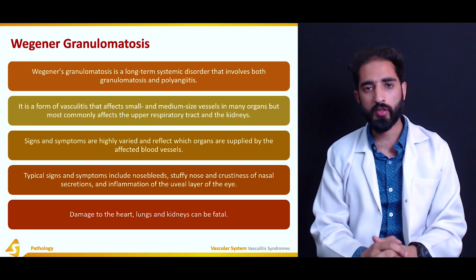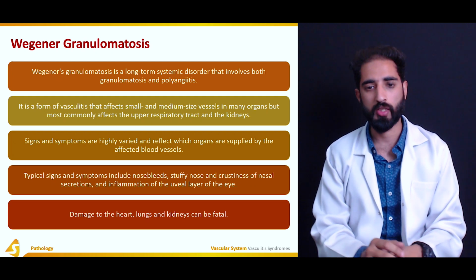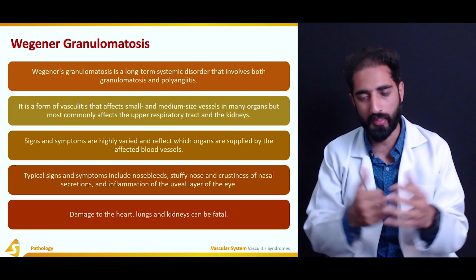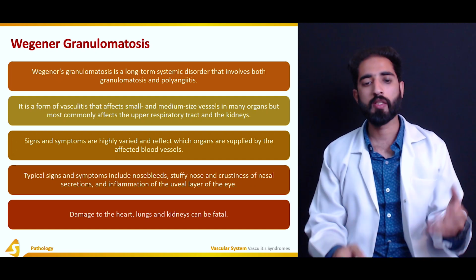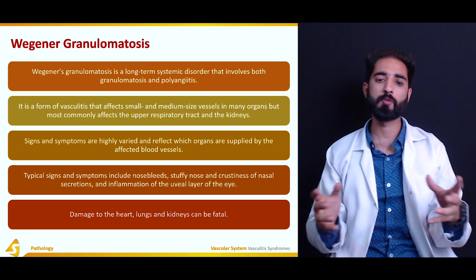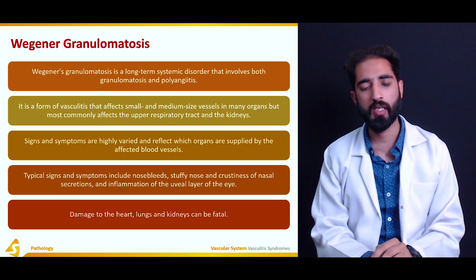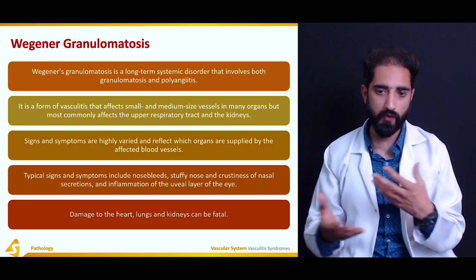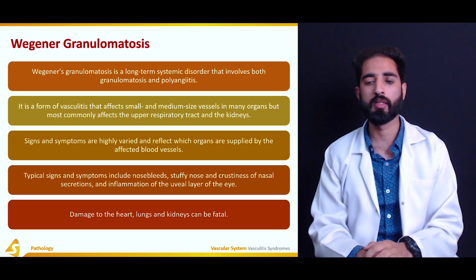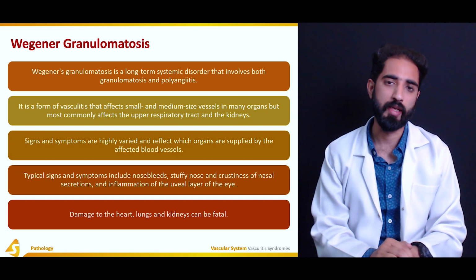Now, another type of vasculitis is Wegener granulomatosis, which is a long-term systemic disorder that involves both granulomatosis and polyangiitis, or polyvasculitis, which is the inflammation of the blood vessels. It is a form of vasculitis that affects small and medium-sized blood vessels in many organs, but most commonly affects the upper respiratory tract as well as the kidneys. The signs and symptoms are highly variable from patient to patient, and depend on which organ is actually affected, or the blood supply of which organ is actually affected.